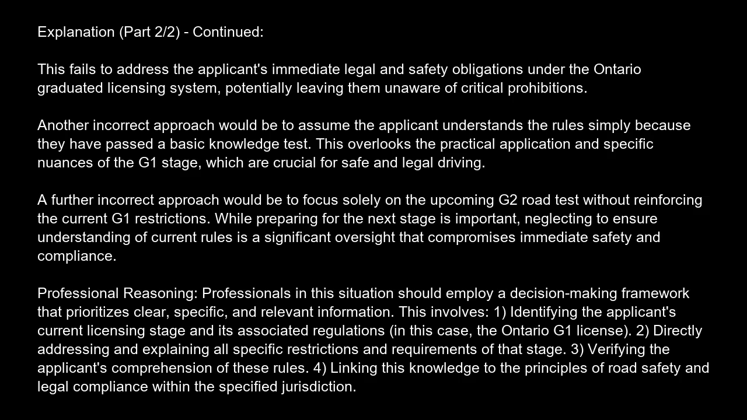Professional reasoning. Professionals in this situation should employ a decision-making framework that prioritizes clear, specific, and relevant information. This involves 1. Identifying the applicant's current licensing stage and its associated regulations, in this case, the Ontario G1 license. 2. Directly addressing and explaining all specific restrictions and requirements of that stage. 3. Verifying the applicant's comprehension of these rules. 4. Linking this knowledge to the principles of road safety and legal compliance within the specified jurisdiction.